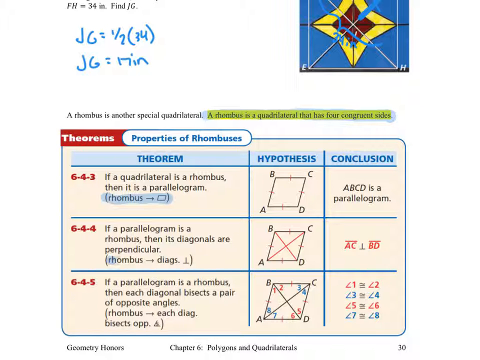Also, in addition to that, if you have a rhombus, then the diagonals are perpendicular to each other, meaning that they form right angles. We also have, if you have a rhombus, then each diagonal bisects its opposite angles. So if the whole angle is 100 degrees, then I know that angle 1 is 50 and angle 2 is 50 because it bisects.